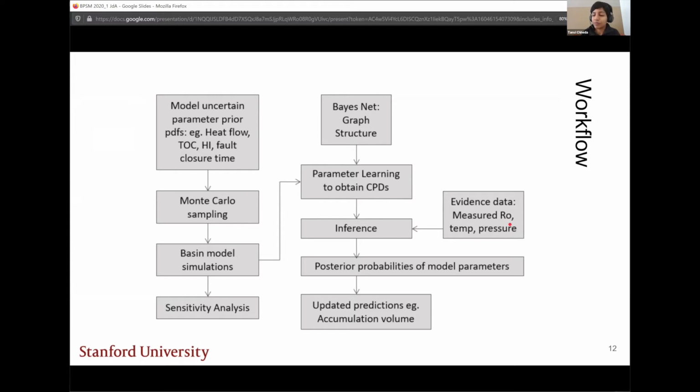in the offshore, Canadian Newfoundland Offshore Petroleum Board website. And I used the vitrinite reflectance, temperature, and pressure data for inference to obtain the posterior probabilities of our model parameters as well as update predictions.